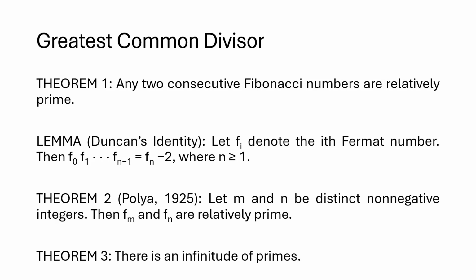Okay, so now the second theorem, from Polya, 1925: let m and n be distinct non-negative integers, then F_m and F_n are relatively prime. Okay, so the same, we have here theorem number 3. There is an infinitude of primes, meaning to say that there are many primes present in our number system.